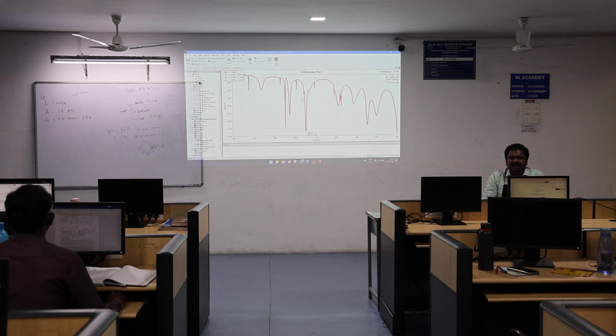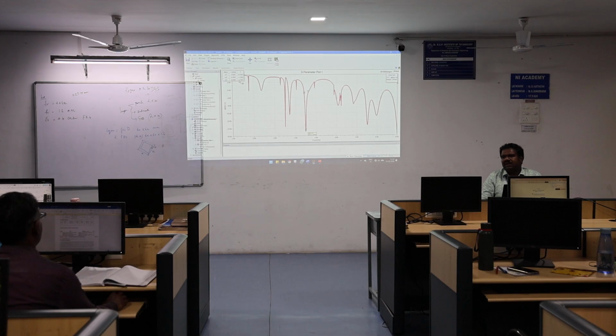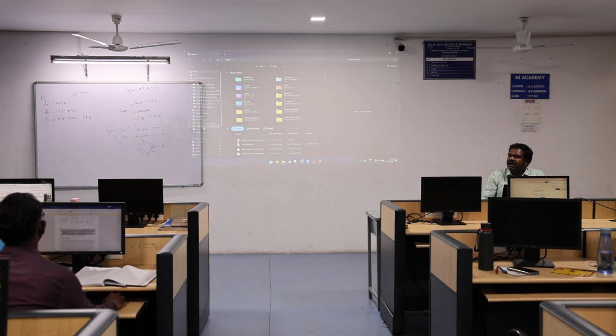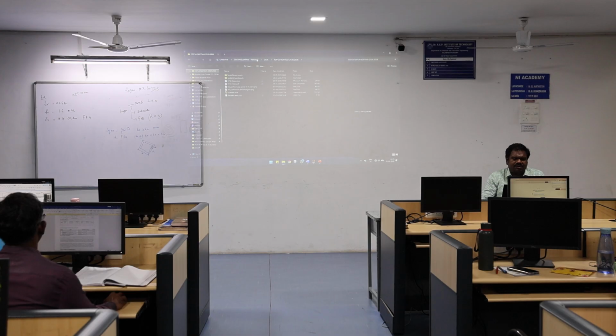Another plot helps to find the impedance bandwidth also. And we can modify it to find the fractional bandwidth also. Greater than 20% is called ultra wideband frequency. At 11% we get wideband frequency. Less than 10% we get narrow band frequency. So these are the simulation results we received from this simulation tool. And we also find some papers.